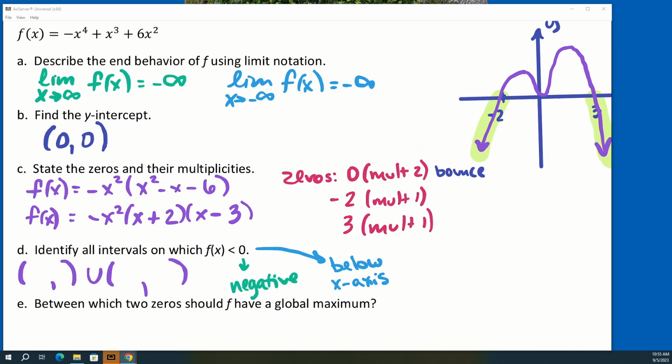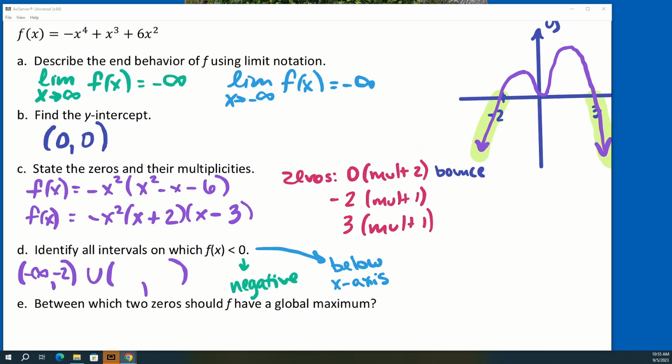All right, so let's start with the first one, the one farthest to the left. What should the first number in the interval be where it starts being below the x-axis? It's going to be from negative infinity to negative 2. Right? What about the one on the right?